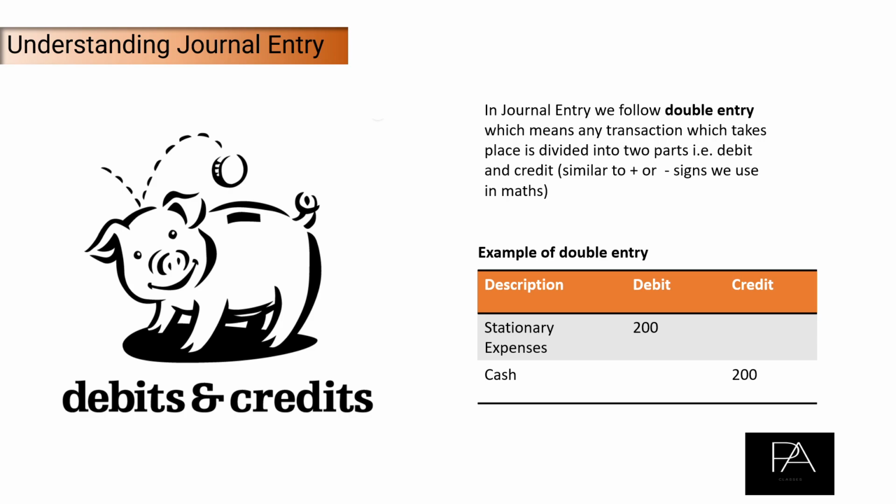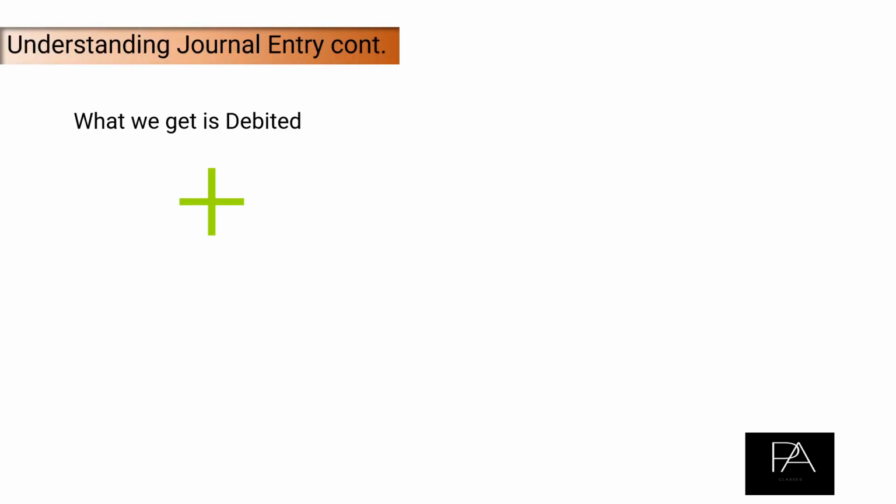But for simplicity, just understand that any transaction which takes place has a double effect or a double entry system. Firstly, it will be debit and the other one will be credit. So the first rule to understand: what we get is debited, what we give is credited. Keep this very clearly in your mind, these rules need to be understood as well as learned by heart. Whatever is coming in is debited, whatever we are giving is credited.